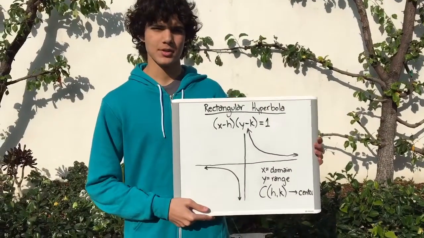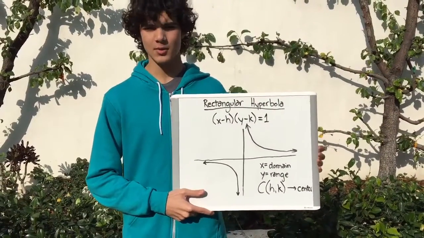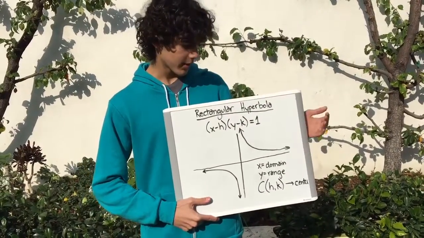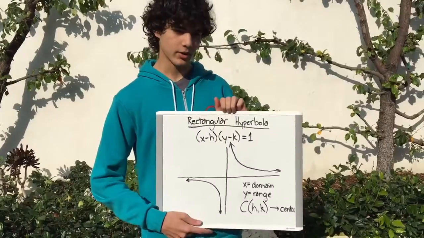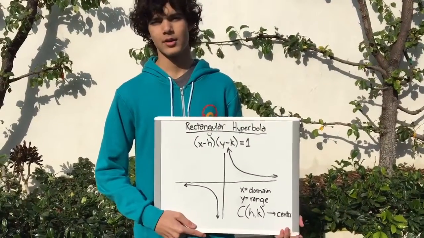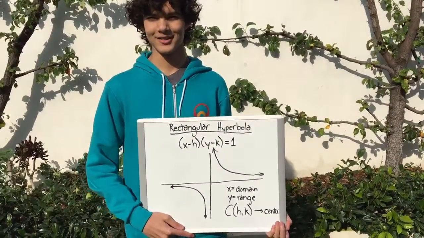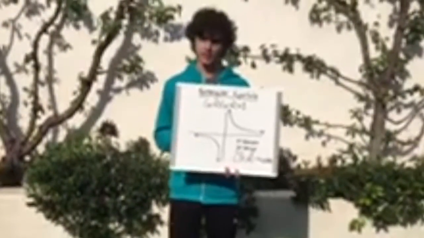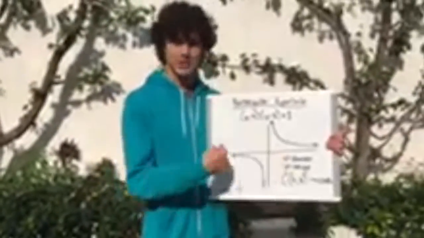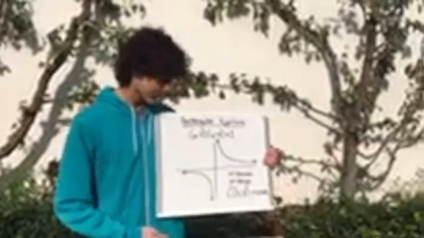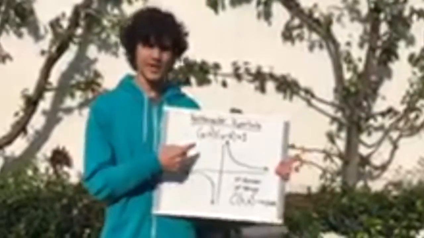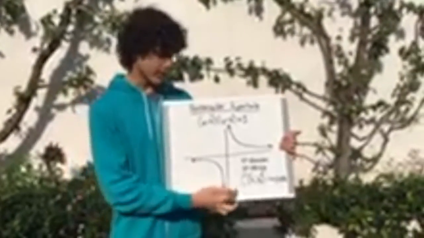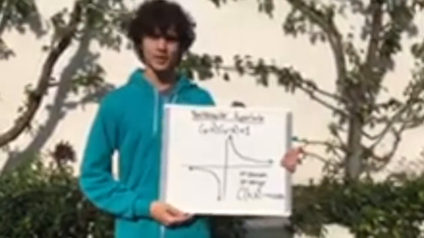Rectangular hyperbolas with asymptotes on the x and y axes follow the form (x minus h) times (y minus k) equals 1 equation to move the hyperbola. Hyperbolas with perpendicular asymptotes are known as rectangular hyperbolas. When a hyperbola uses the x and y axes as the asymptotes, it follows the form (x minus h) times (y minus k) equals 1, where h and k are the x and y values of the center.